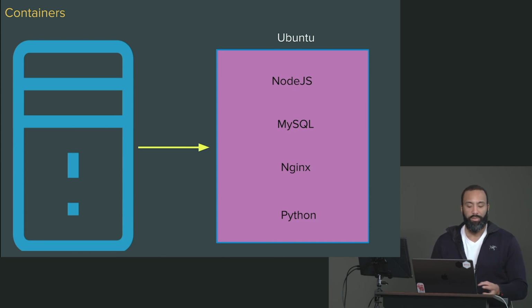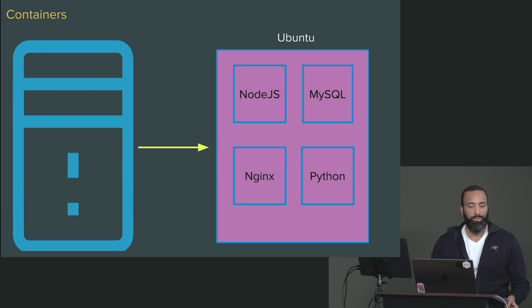But what if instead of that, we broke it up so each of these is its own microservice, its own container? So now, instead of our server running Node.js and Nginx in one block, it would just run a container that has Node.js, our application.